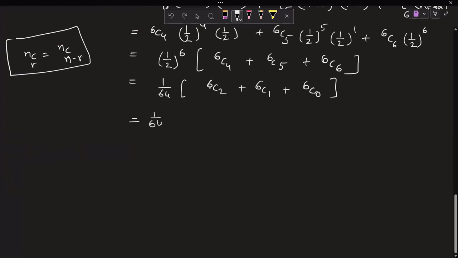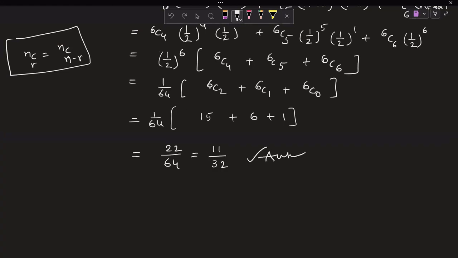Therefore, 1 by 64 times 6C4, which is 15, plus 6C1 which is 6, plus 6C0 which is 1. 15 plus 6 is 21, 21 plus 1 is 22. So 22 out of 64, which is 11 out of 32. This is the answer to the question.